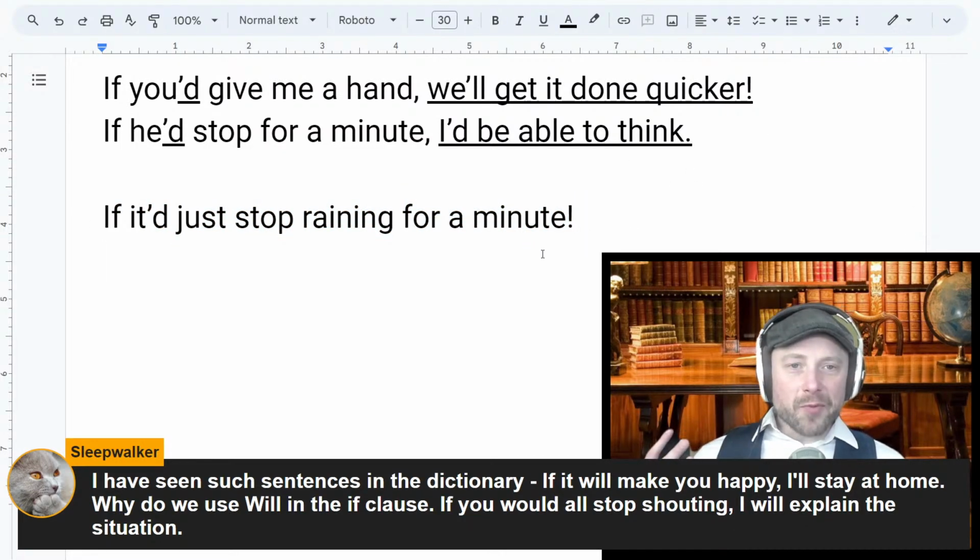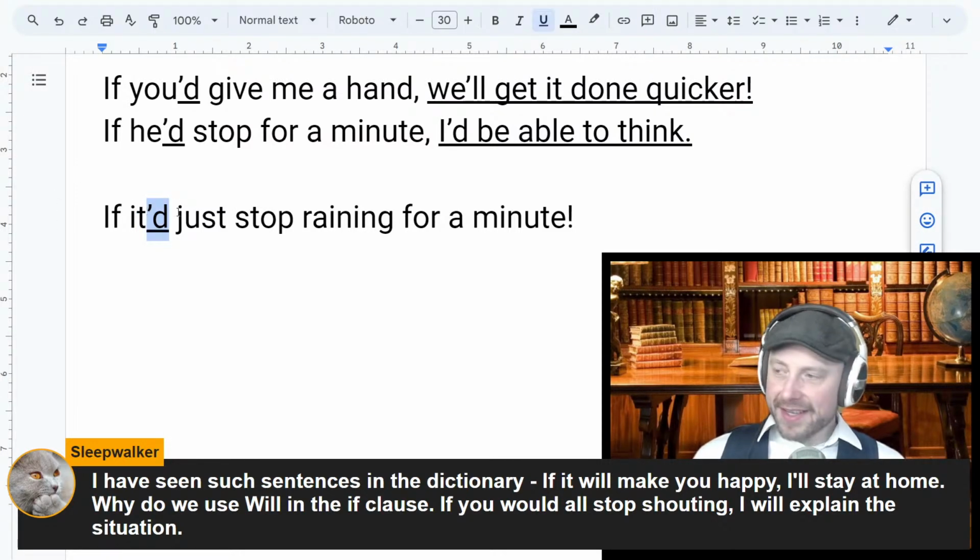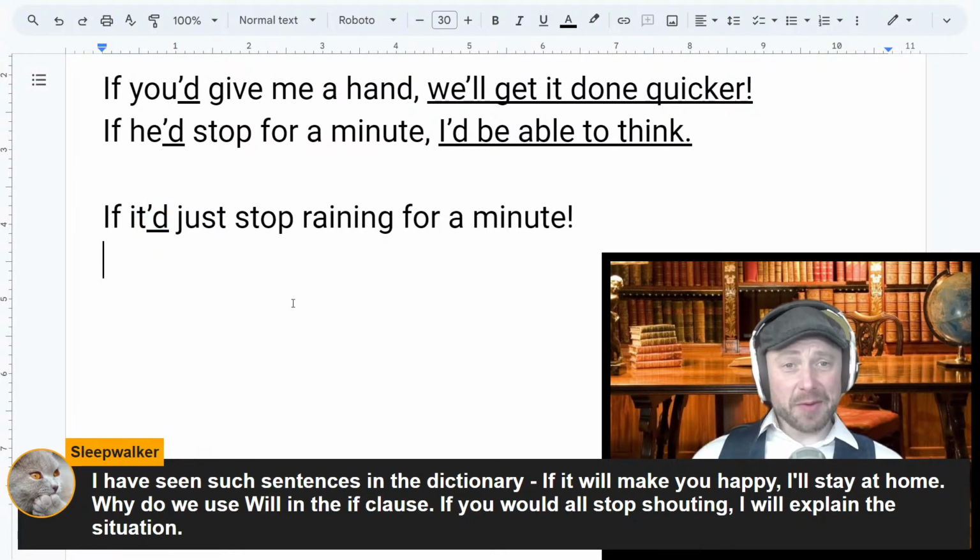If it had just stopped raining for a minute, again here we're saying would. If it would just stop raining, if it would just stop raining for a minute. And again, it's colloquial and it expresses exasperation, frustration, annoyance. All right? So I hope that helps, Sleepwalker. It's quite advanced and it is beyond the rules of traditional grammar.